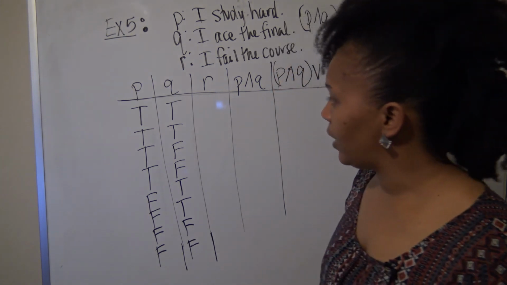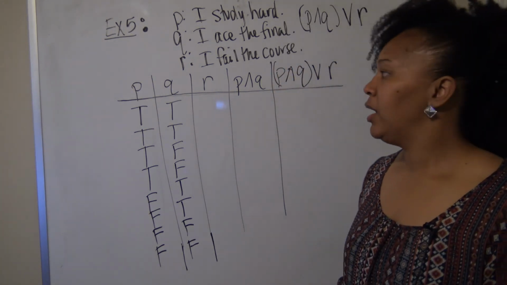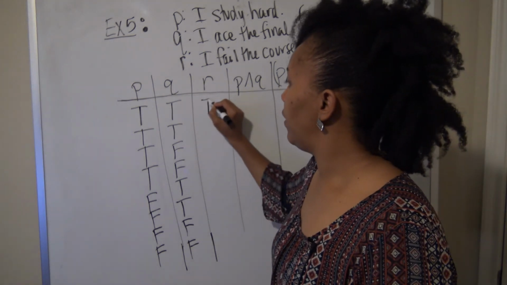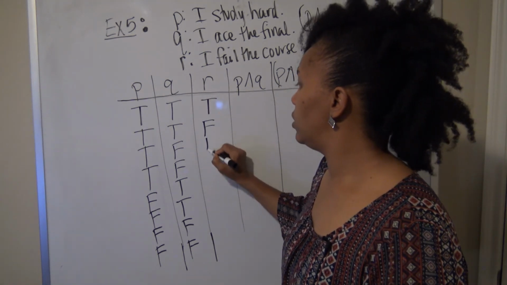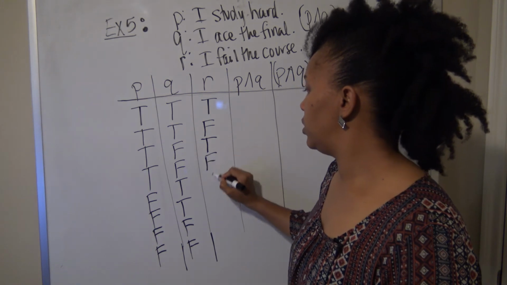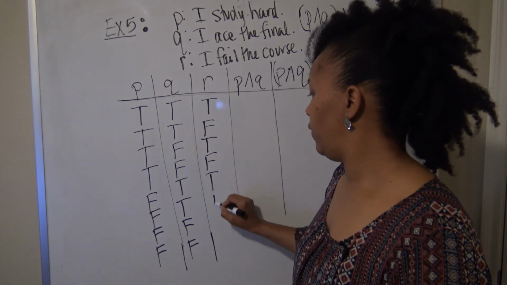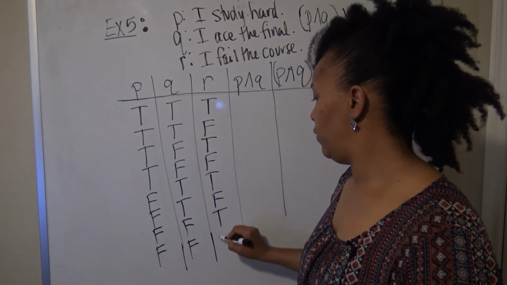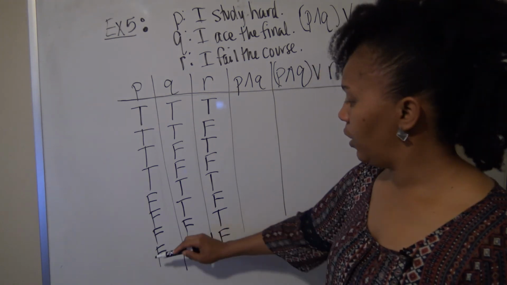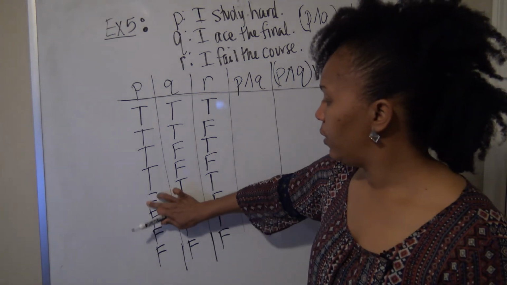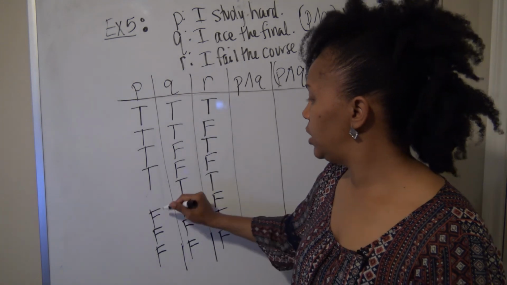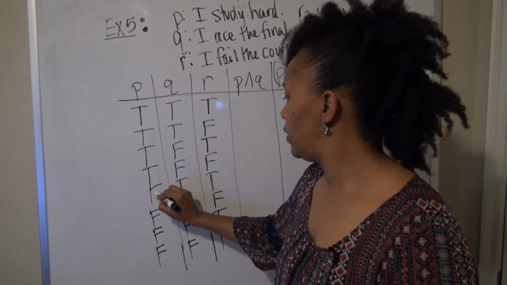All right, so hopefully I can keep these lined up. For R, you're going to alternate every 1. So true, false, true, false, true, false, true, false. I want you to be able to see what they're in line with. This one is off a little bit. Let me move it up just a little bit. So that one is false.